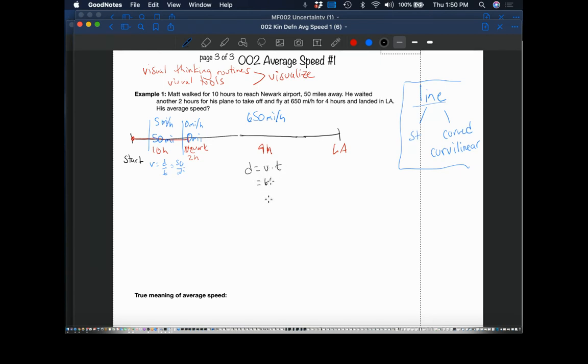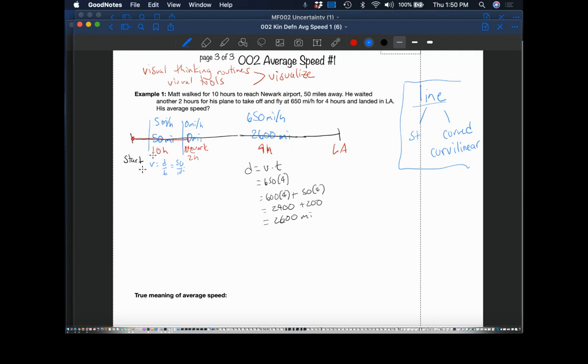So that is simply 650 times 4. And 600 times 4 plus 50 times 4 is 2,400, plus 200 is 2,600 miles. So there we go, 2,600 miles. So we said in the beginning that the average speed is total distance over total time.